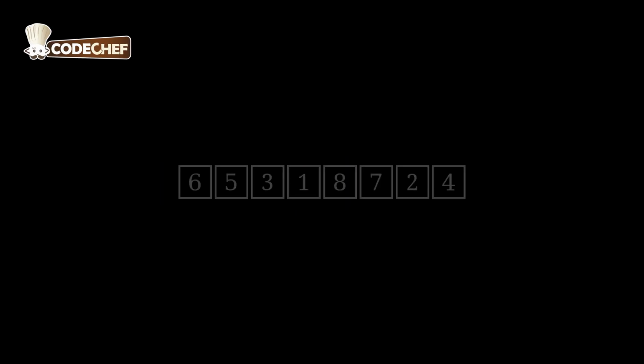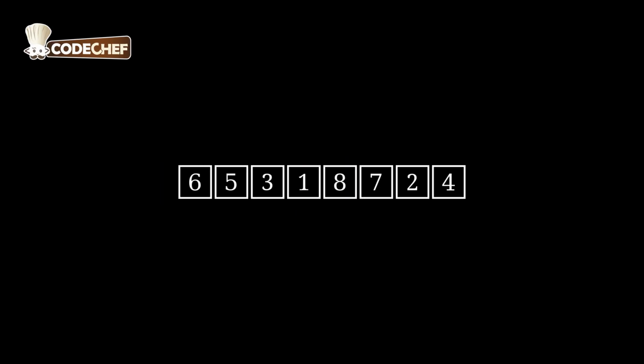Quicksort is a divide and conquer sorting algorithm. It selects a pivot, partitions the array around it, and recursively sorts the subarrays. The partitioning step places elements smaller than the pivot to its left and greater elements to its right. This process continues until the entire array is sorted.